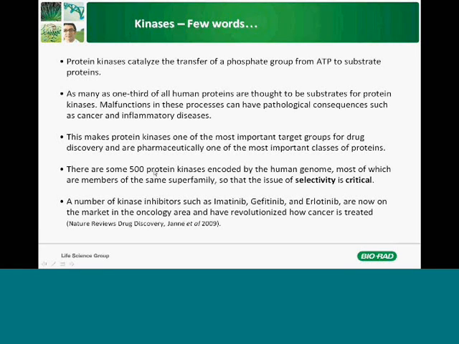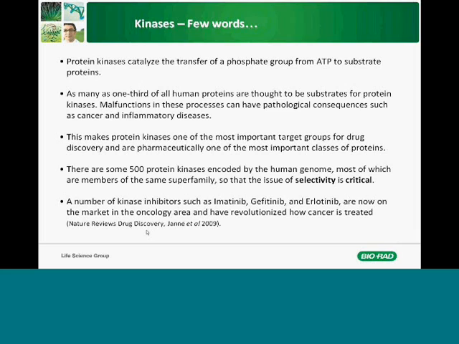And because there are about 500 known kinases encoded by the human genome, there is a very high demand for selectivity and specificity, because if you find an inhibitor that is not selective, all your 500 kinases will be blocked, and that's probably not pleasant. And there are already several inhibitors approved by the FDA that are kinase inhibitors against different cancers, and you can find more information in this reference below.